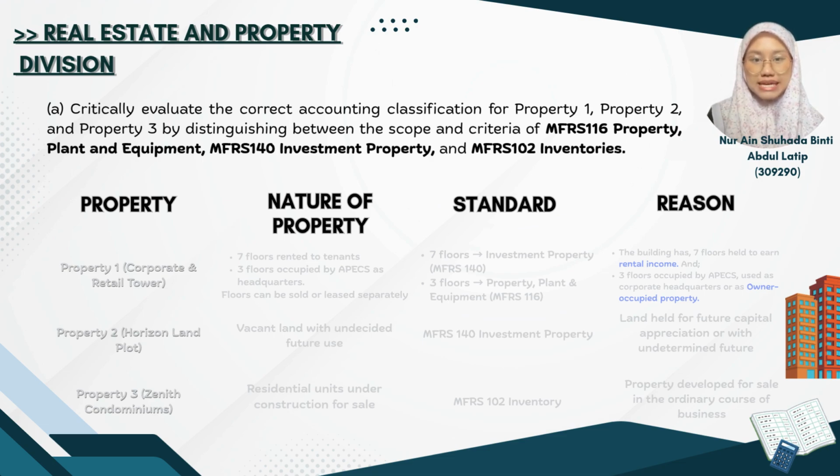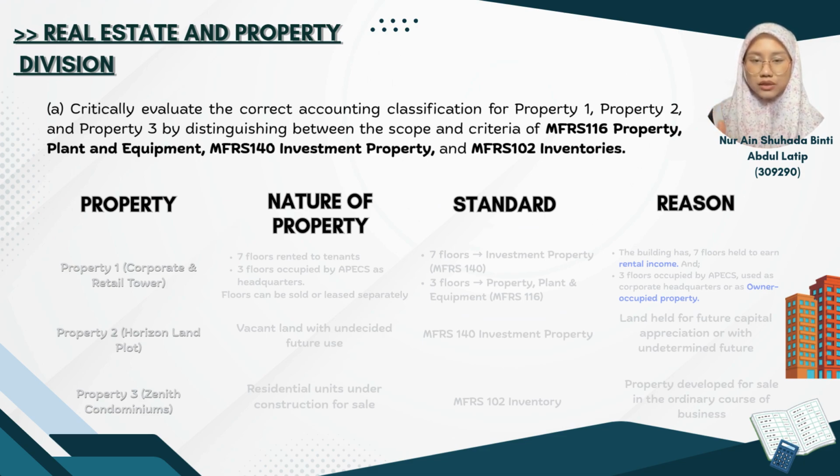So firstly, I'll present the accounting treatment for the three properties owned by Prime Development Berhad. For property 1, the corporate and retail tower, the building has a mixed use: the 7 leased floors are classified as investment property under MFRS 140 because they generate rental income. The remaining 3 floors are used as the company's headquarters and are classified as PPE under MFRS 116. Since the floors can be sold or leased separately, they must be accounted for separately.